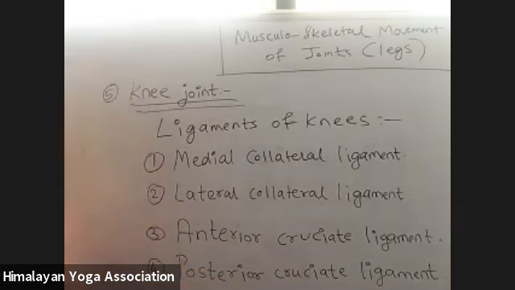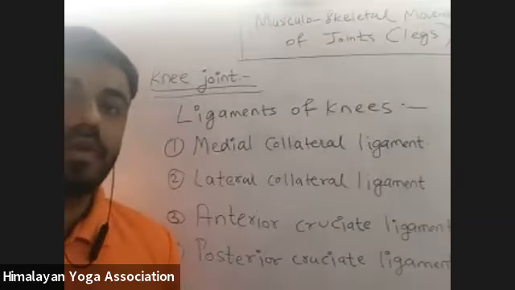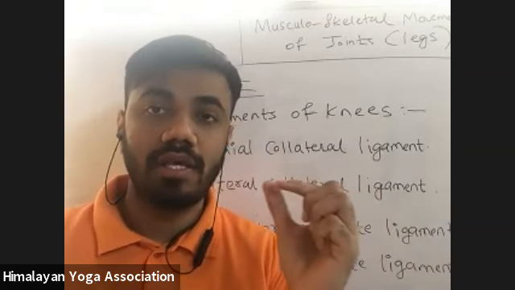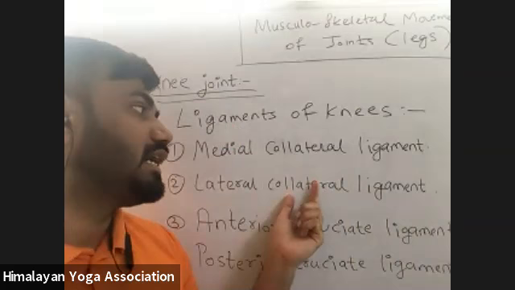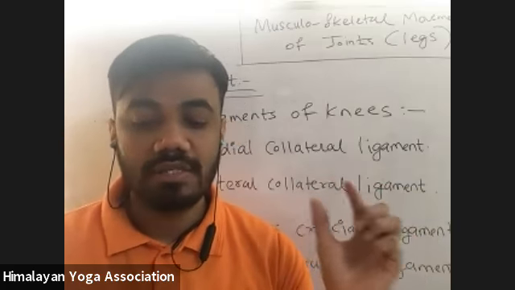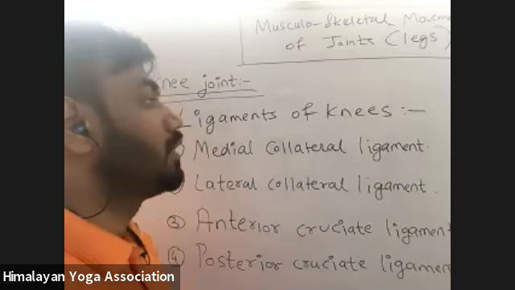So these are the ligaments of the knee which hold up our patella. Patella is our knee cap, the bone which is in the center of these four ligaments. From the four corners, we have these ligaments.